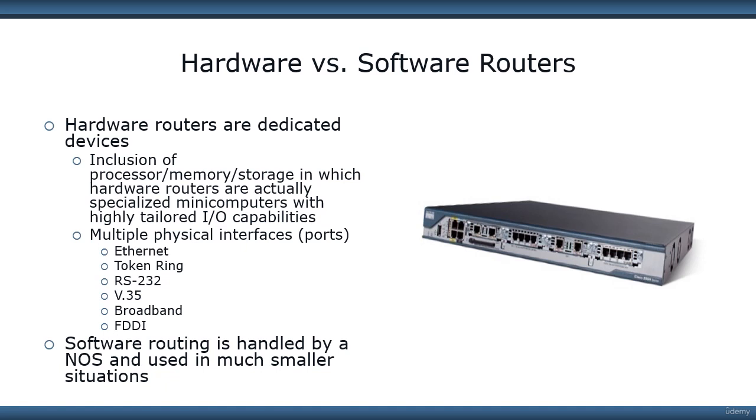Today, most of us, our home routers especially, we've just got Ethernet. That's it. We've got an Ethernet cable that plugs into a cable modem, and the same or a different Ethernet cable that plugs into the router. It just has a special WAN interface. Business-style routers are more likely to have high-speed connectivity options. Software routing is handled by the network operating system, and that's going to be used, as we said before, in much smaller situations.